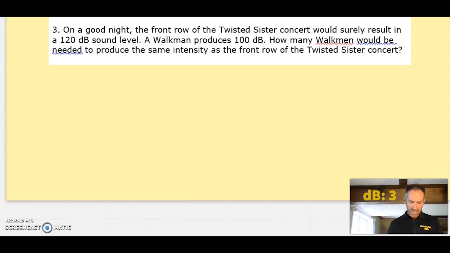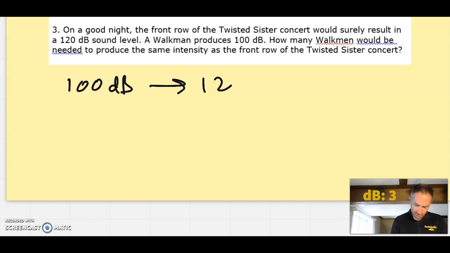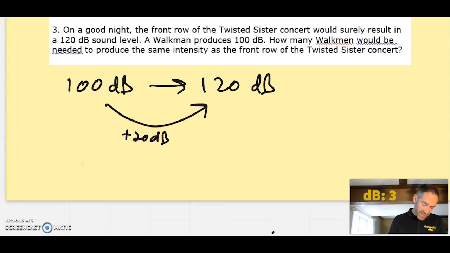So that says that if I have 2 Walkmen, that doesn't mean that it's 200 decibels. No, because in fact, 200 decibels is louder than the loudest possible sound in air. So think about this. If I'm comparing 100 decibels to 120 decibels, we saw from those last examples that that is 20 decibels difference. So I added 20 decibels. So that means that's 10 times 10, or 100 times as intense.